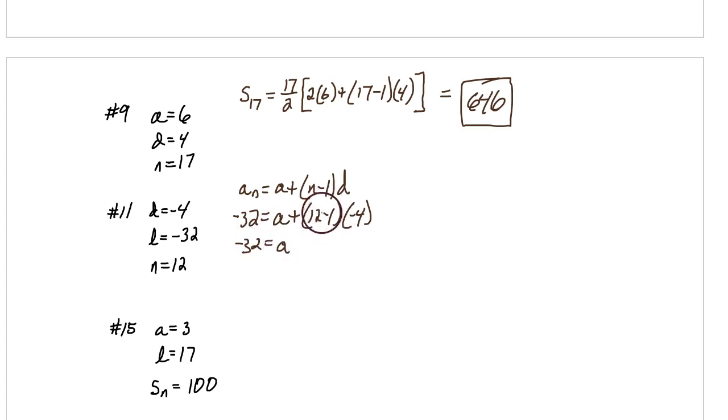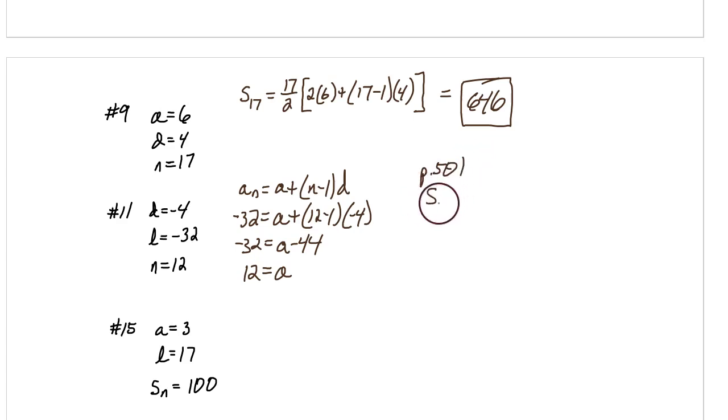12 minus 1 makes 11. 11 times negative 4 is negative 44. Now add 44 to both sides. We get 12 is equal to a. Now that we know the value of a, and we know the value of L, we can use one of the formulas from page 501.